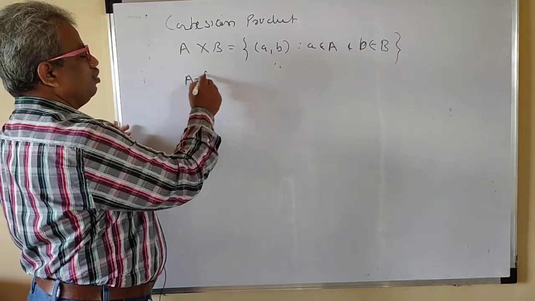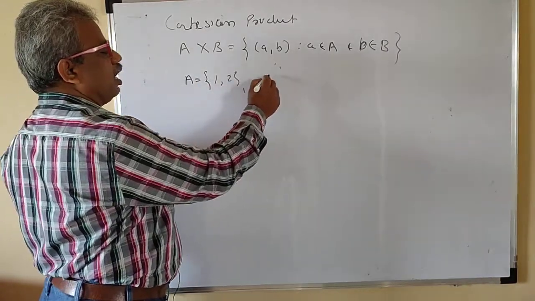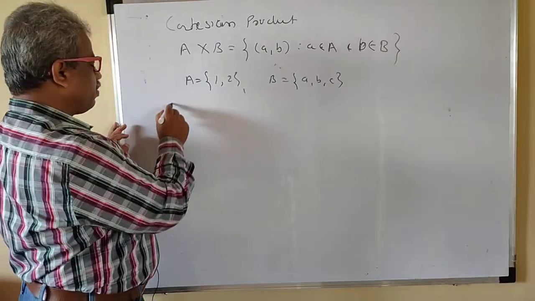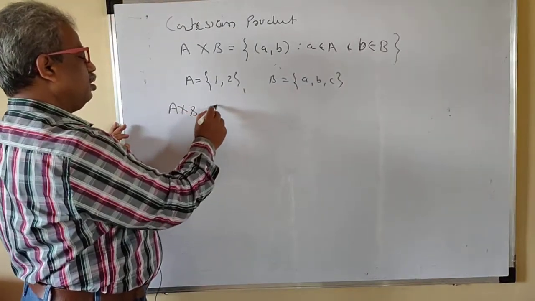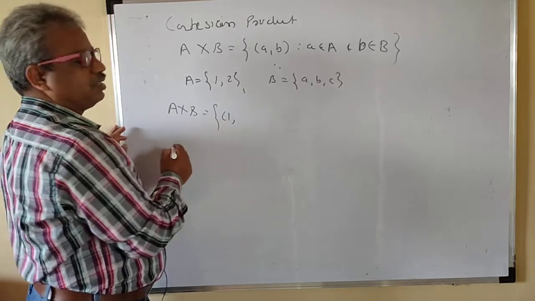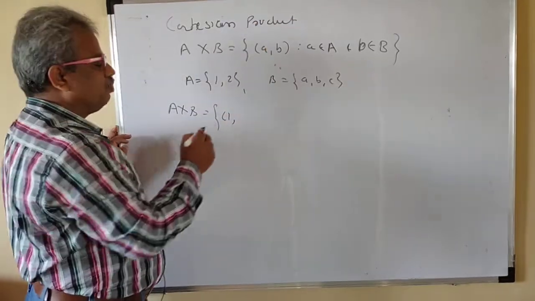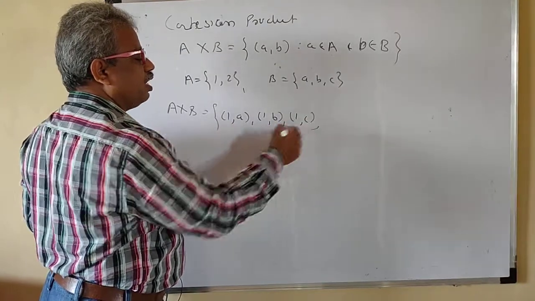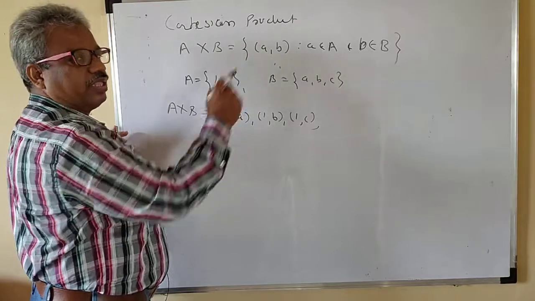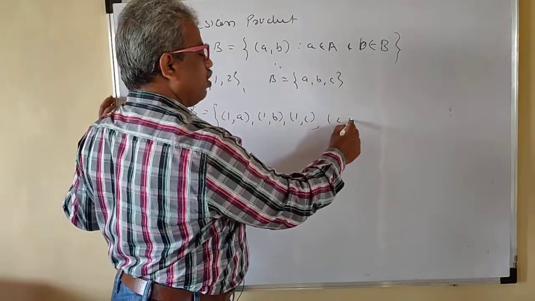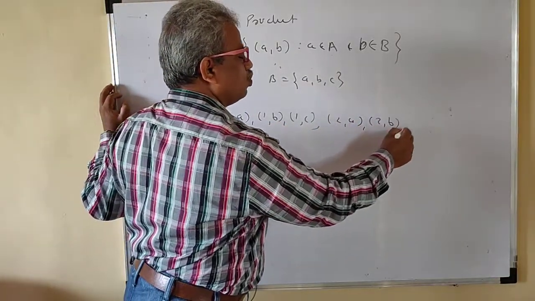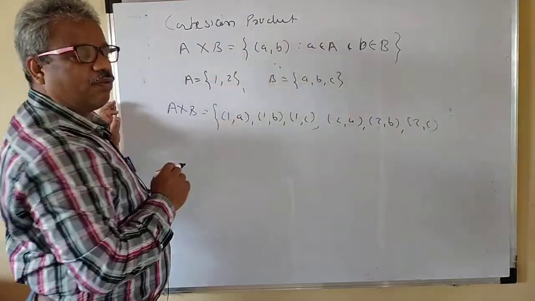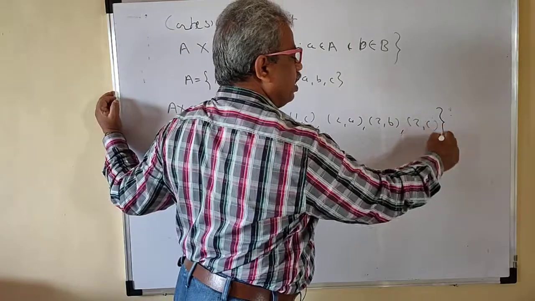Suppose A is equal to {1, 2} and suppose B is equal to {a, b, c}, and you want to determine A cross B. I will take 1 first, fix. With the help of 1, I will take all the elements of B: 1a, 1b, 1c. Now with the help of 2, I will take all the elements of B: 2a, 2b, 2c. If there is a third element, take the elements of B with it as well. In this way, you can obtain A cross B.